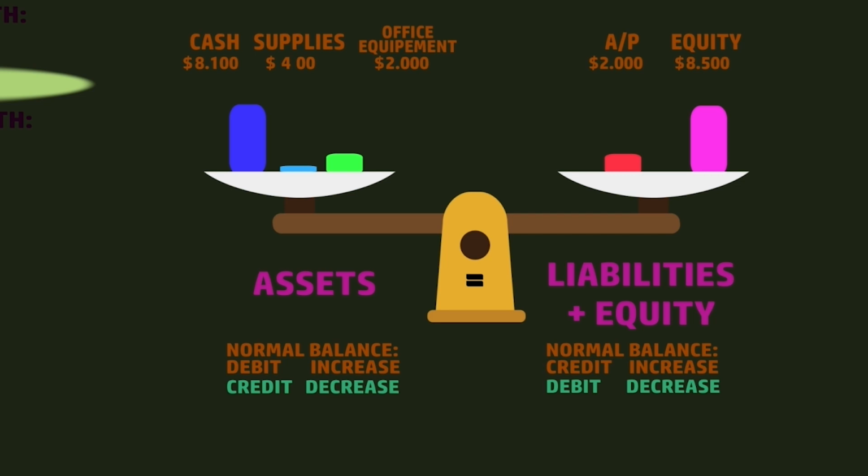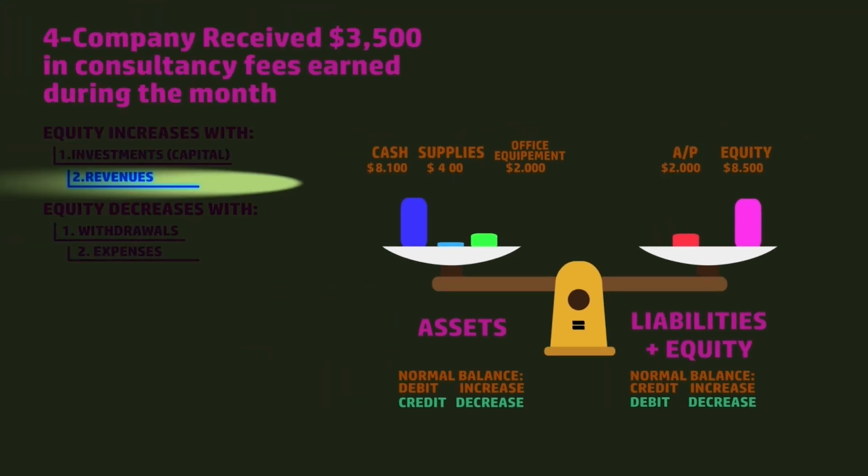And what do we use to record an increase in equity? What's the normal balance for equity? Yep, you got that right. Revenues are on the credit side because they increase equity. We use debit to show an increase in assets, so we debit cash by $3,500 and credit revenues by $3,500.